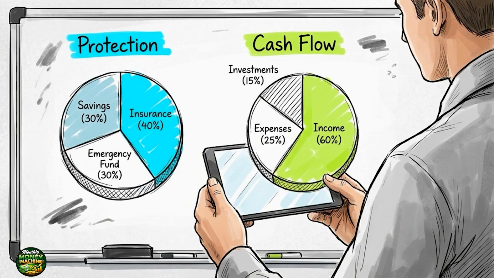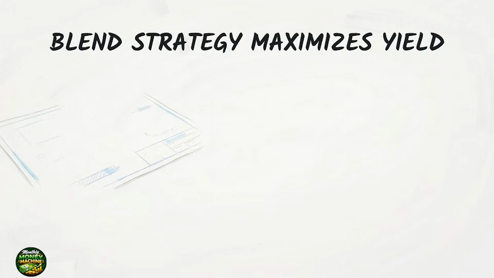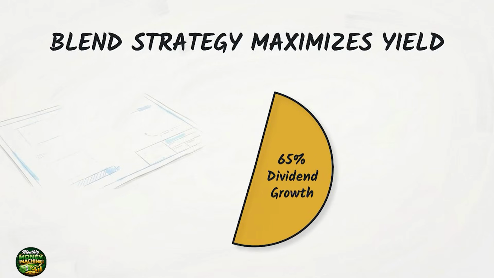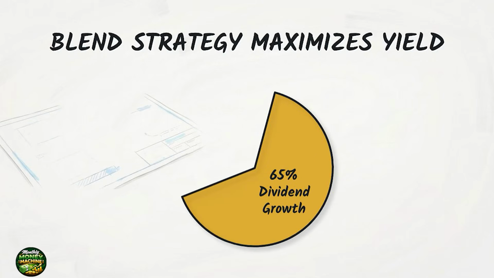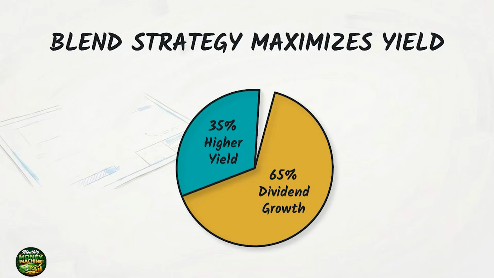We use a structural approach called the blend strategy, which is designed to balance capital protection with elevated cash flow. This chart illustrates the structure. Layer 1 is the foundation. 60 to 70% anchors into reliable dividend growth ETFs with histories of annual raises. The remaining 30 to 40% goes into stable, higher yield assets, increasing your average yield.